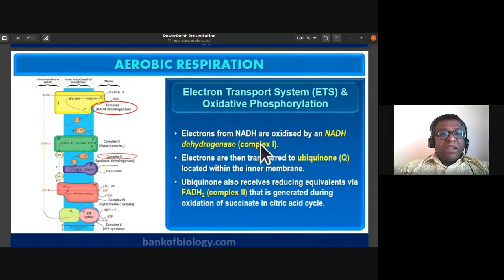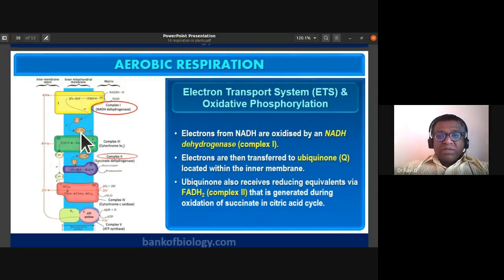So you can notice here, the NADH is oxidized by an NADH dehydrogenase, and this enzyme system we call complex 1. This is taking place within the inner mitochondrial membrane. Electrons are then transferred to ubiquinone, so from here the electrons are passed through the carriers to the ubiquinone located within the inner membrane.